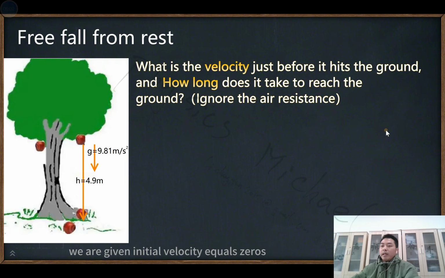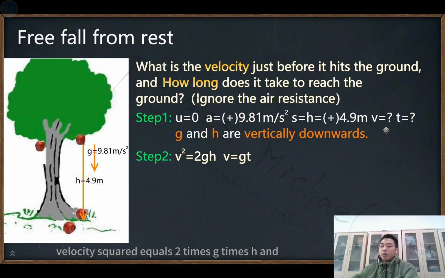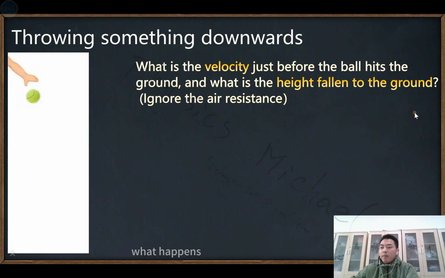We are given initial velocity equals 0. Acceleration equals positive 9.81 meters per second squared. Displacement equals 4.9 meters downward. We take that as positive since we are moving downward. We use the equations: final velocity squared equals 2 times g times h, and final velocity equals g times t. After solving, we find that the final velocity is about 9.8 meters per second, and the apple hits the ground in about 1 second.